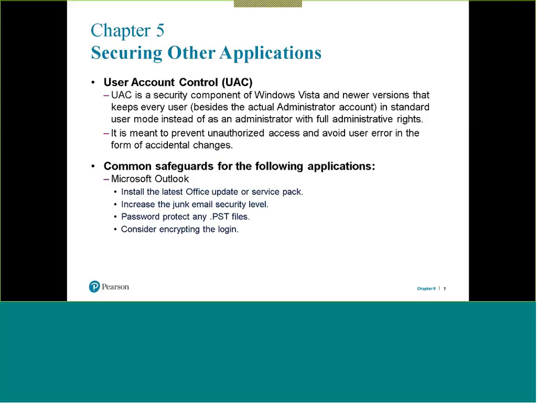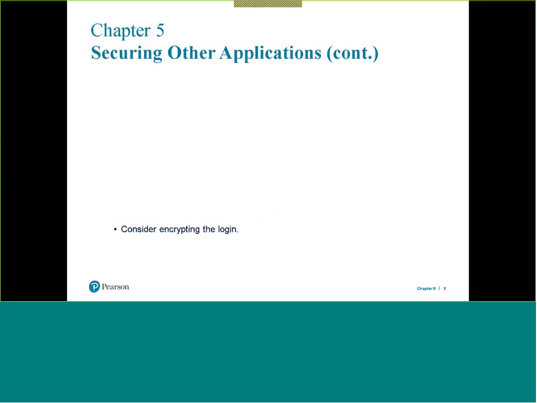So other things, basically just keep all your software patched. They put Outlook on here as an example. Install the latest service pack. Increase the junk mail security level. Password protect your PST file. That is the database that all your local email is in. Consider encrypting a login. If you're logging into an Outlook, an Exchange server, or into Microsoft's Outlook.com or Hotmail or any of those, it's going to be secured anyways.